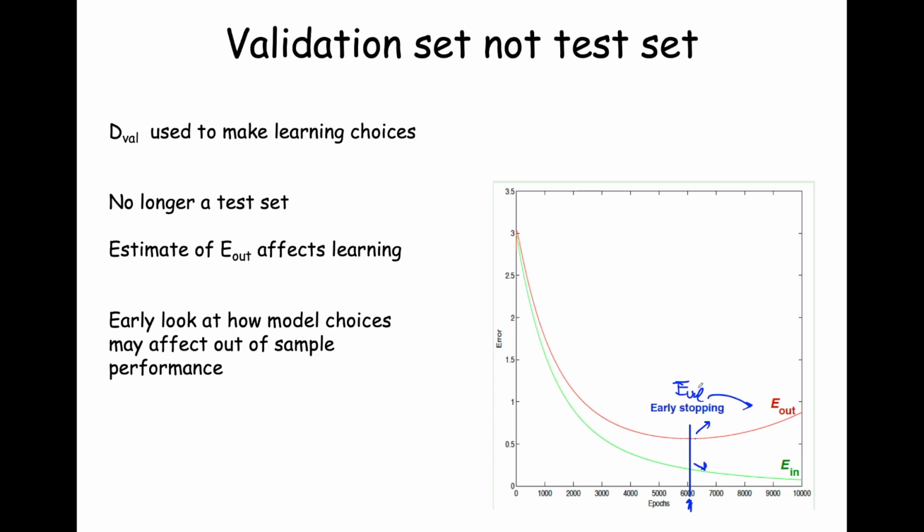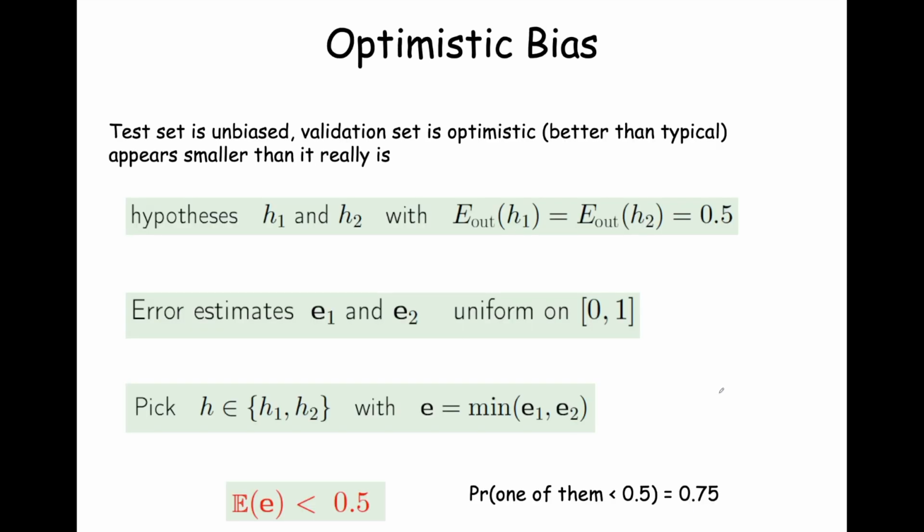We can now do something about it, and that stops the training. Okay, and so this introduces an optimistic bias. A test set itself is unbiased. A test set is what you do when you set aside data that you do not use to influence your model choices. A validation set, on the other hand, introduces a so-called optimistic bias. It gives you the false sense that things are really better than they are.